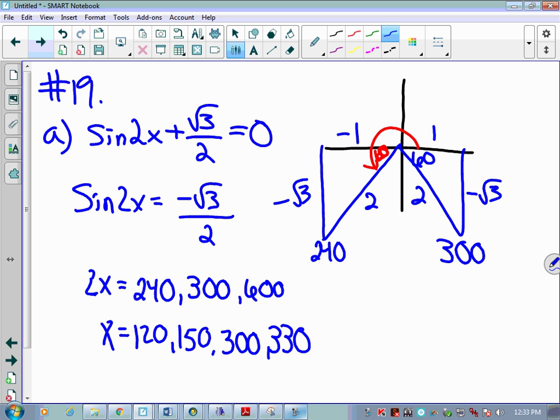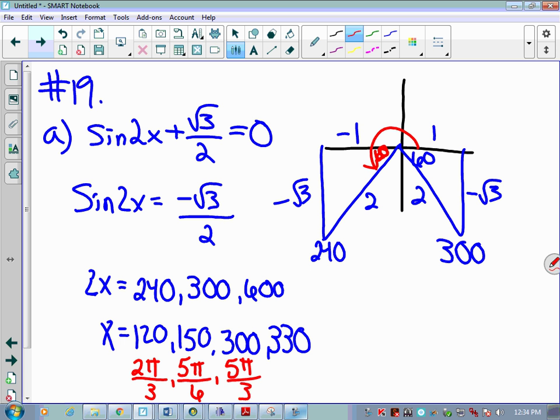We're on 19. We're going to have to convert all of those into radians. We'll do it now because we'll do all of A and then go over to another page. To get these into radians, we take 120 divided by 180, and that's going to come out to 2 pi over 3. 150 divided by 180 is 5 pi over 6. 300 divided by 180 is 5 pi over 3.